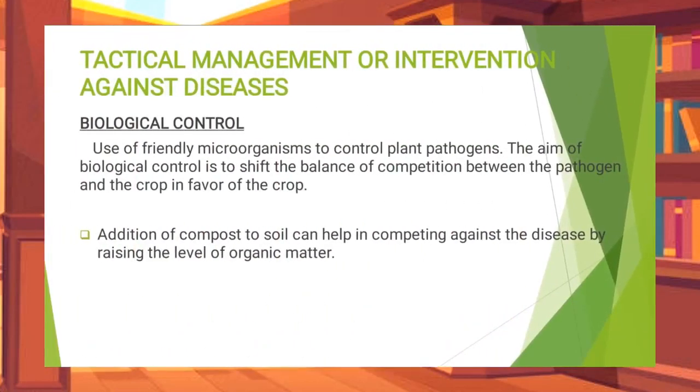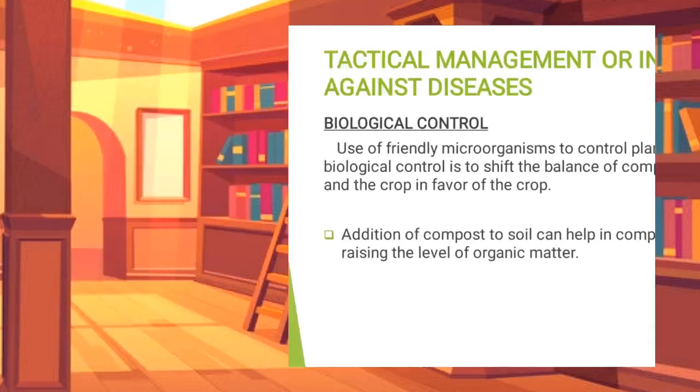Next is biological control. Use of friendly microorganisms to control plant pathogens. The aim of biological control is to shift the balance of competition between the pathogen and the crop in favor of the crop. So, makatabang ani niya is i-raise mo ang level sa imong organic matter.